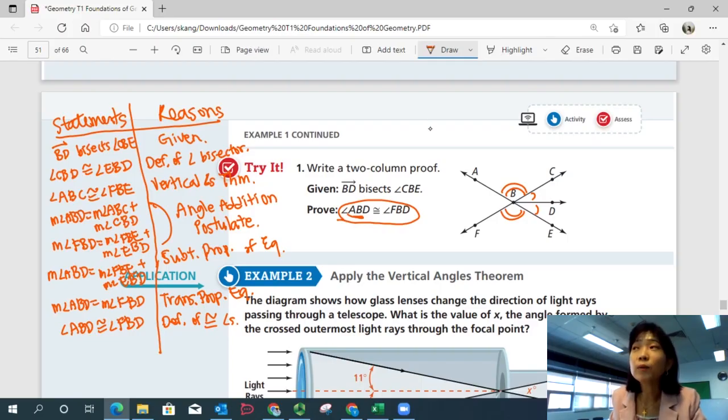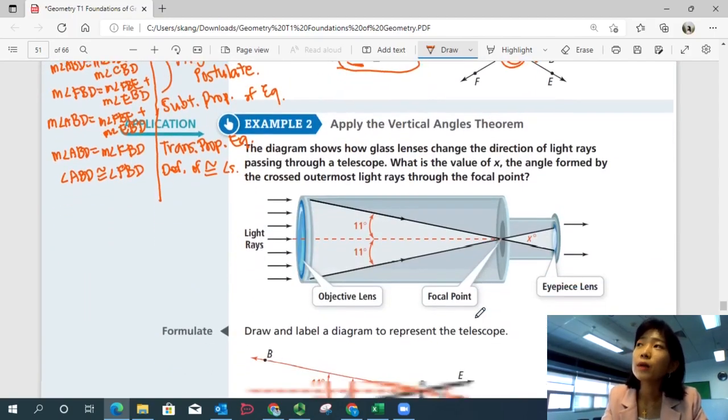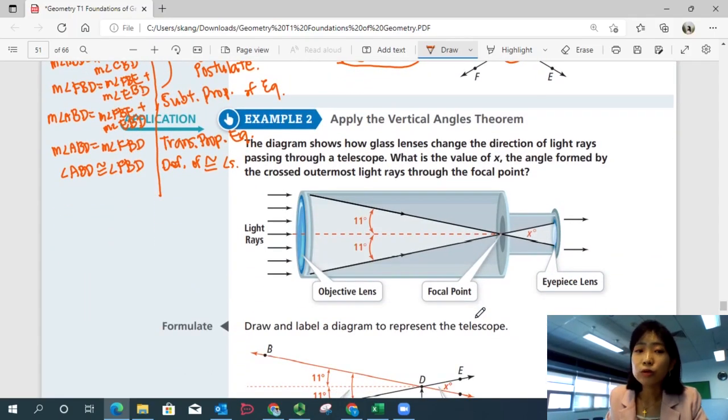It's your first time writing a two-column proof, so you've done great. So you can keep practicing writing a two-column proof to get better and better. Just make sure that you write every step and write all the reasons down for each step. Justify. All right, let's look at example 2.